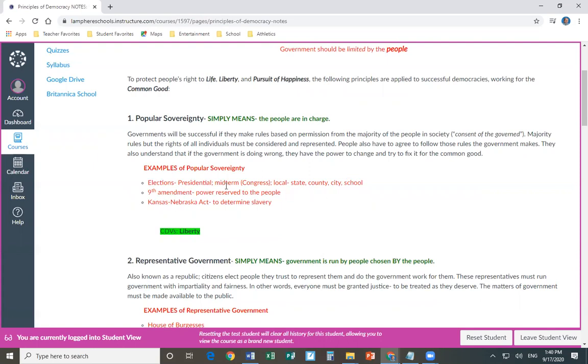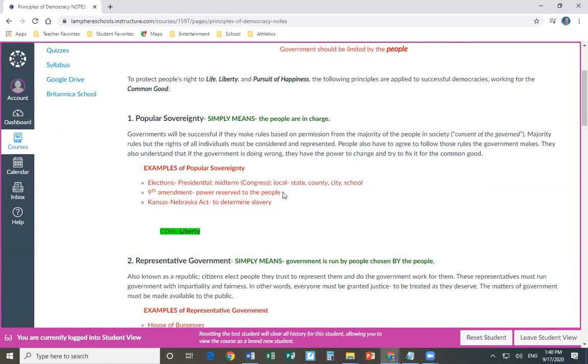Okay? Other examples of popular sovereignty, or people having a choice or the opportunity to vote on things, are included in the 9th Amendment, which we'll get to in our Constitution unit. Essentially, this means that anything that the federal government does not have the right to do, or that the state governments don't have the right to do, so if it's not a federal law or a state law, people can do whatever they want.